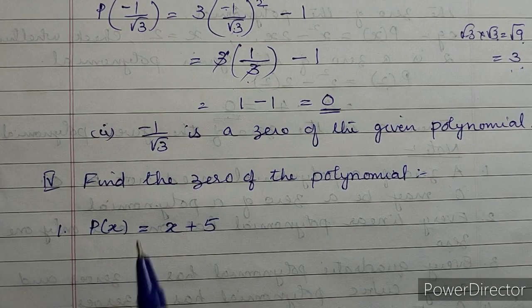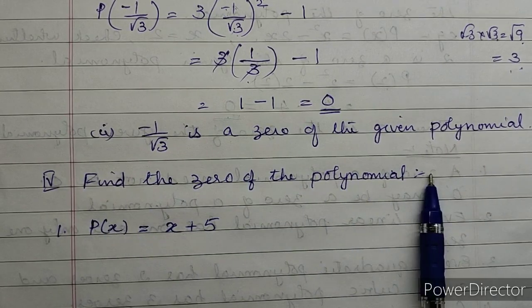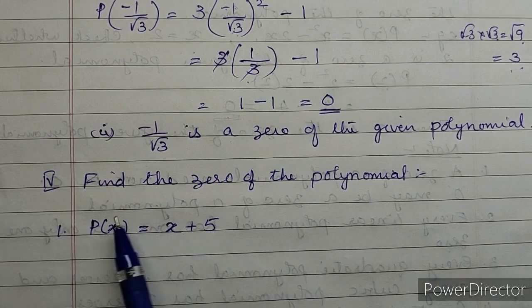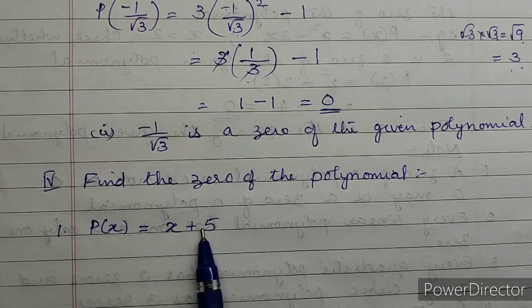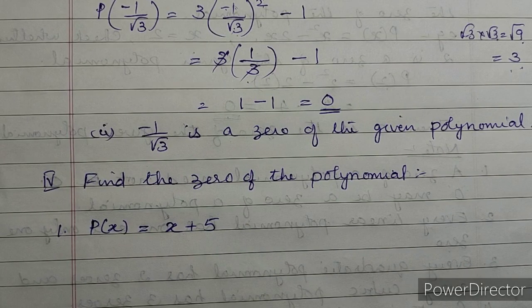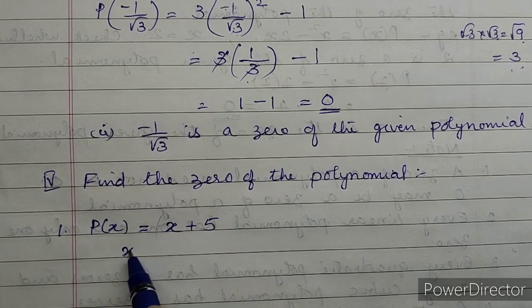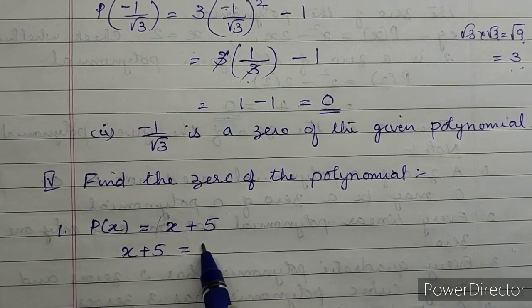Next, find the 0 of the polynomial. So the x value is not given, you have to find it. First one, p of x is equal to x plus 5. So the question is, for which value of x will this polynomial become 0. For that, the given polynomial you should first write and equate it to 0.